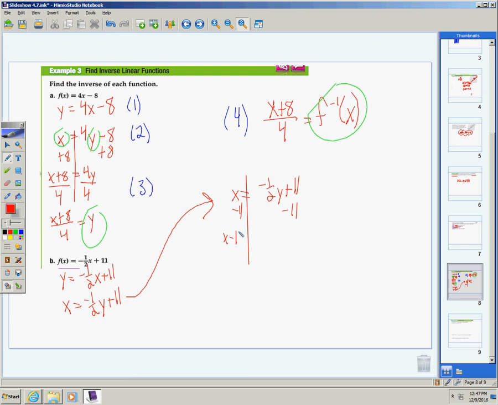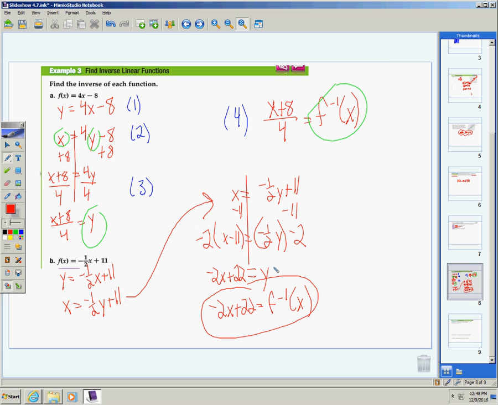I need to multiply each side by the inverse of negative 1/2, which is negative 2. And notice I'm multiplying everything on this left side by negative 2. So I get negative 2x plus 22. Negative 2 times negative 11 gives me positive 22 equals y. And then my last step, just replace the y with an inverse of f of x. Again, just follow those same 4 steps over and over again, and these problems are fairly straightforward.